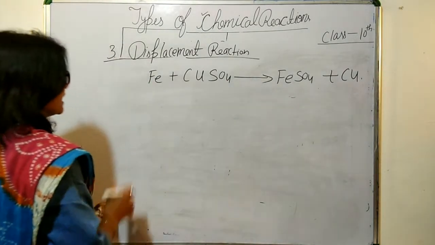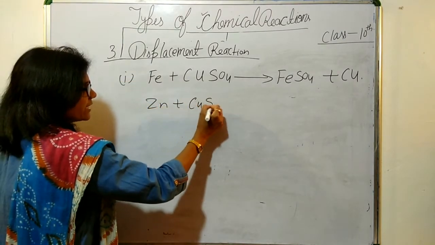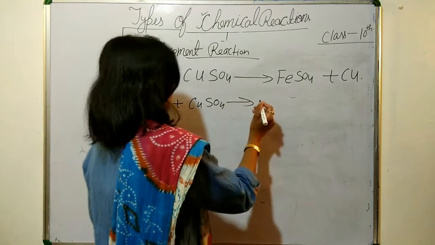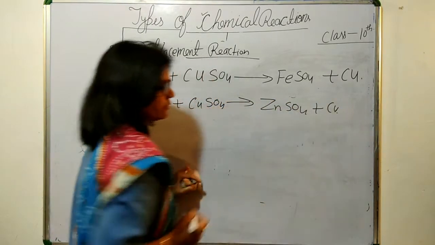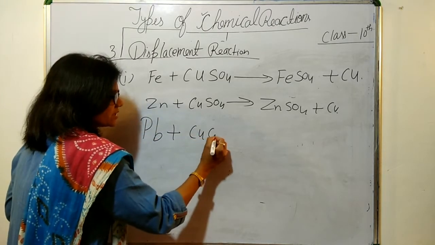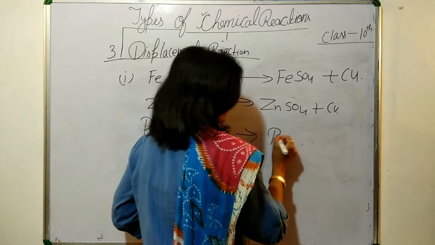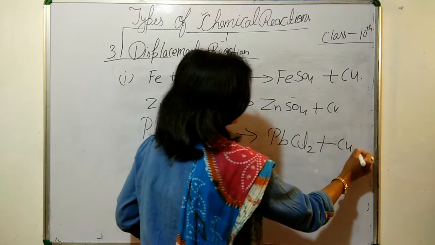Let's see one more example like this. Zinc plus CuSO4. What happened? ZnSO4 plus Cu again. Fine. In the same way, Pb plus CuCl2 gives lead chloride plus Cu.